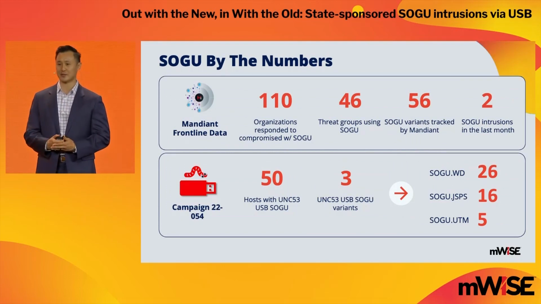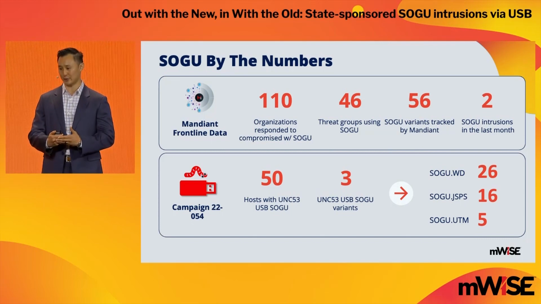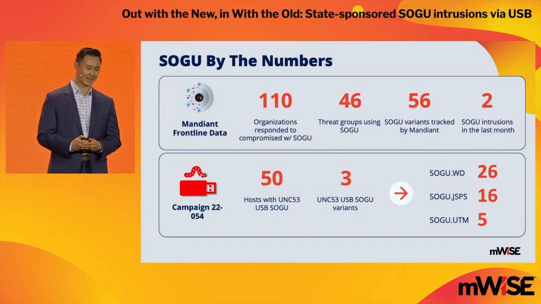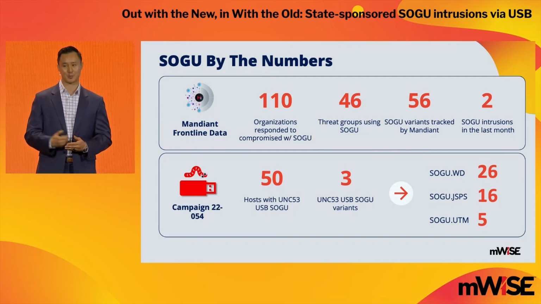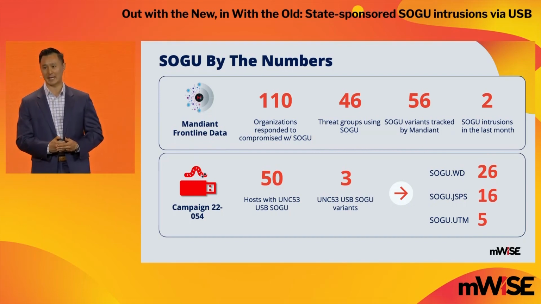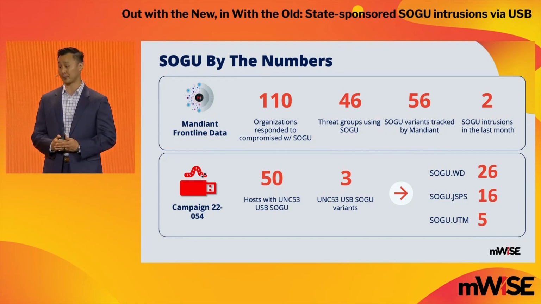To share some context with Mandiant frontline data, Mandiant has responded to 110 organizations that were compromised, including the use of SOGU. We're tracking 46 groups that have used SOGU, and we're tracking 56 variants of SOGU. Like Brendan stated, just this last month, Mandiant responded to 2 organizations that were compromised through the use of SOGU.